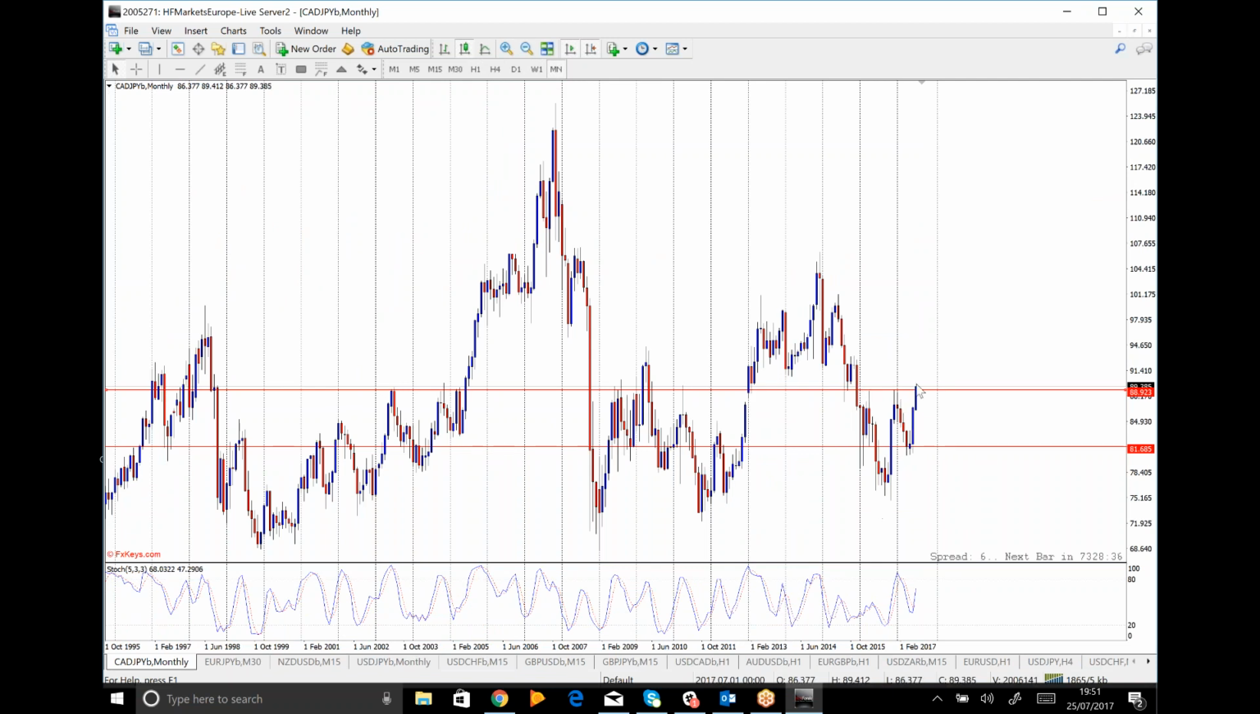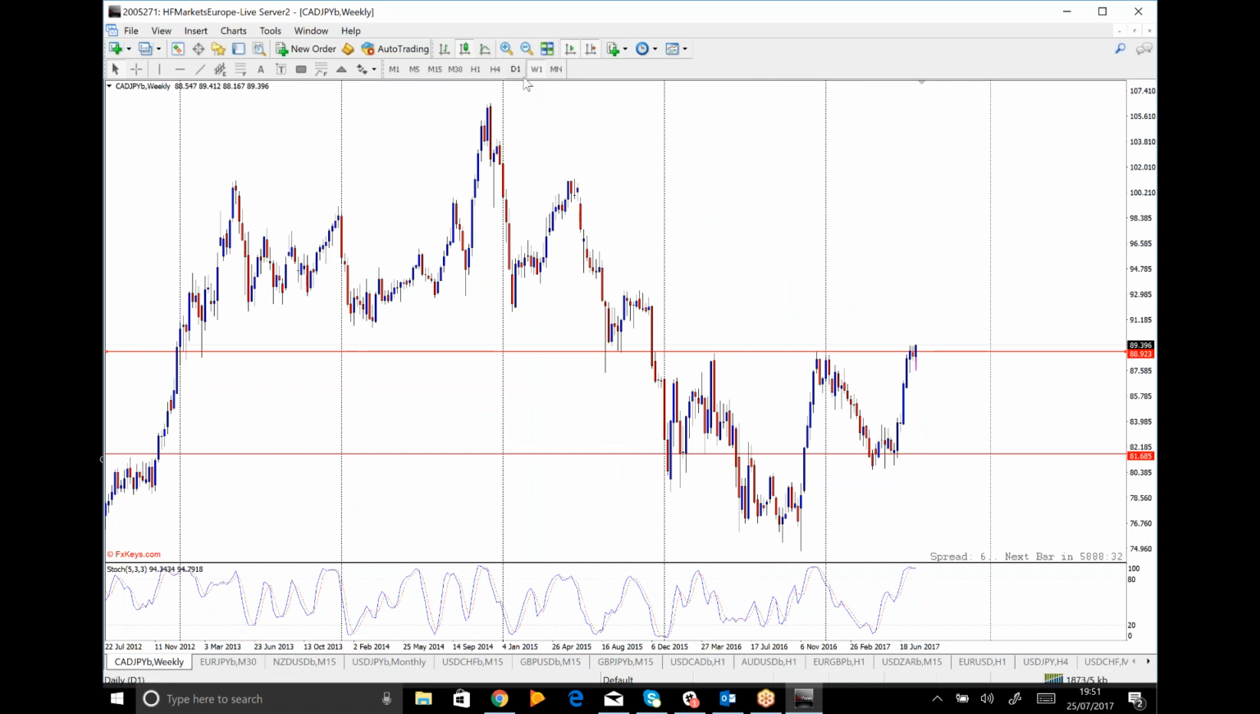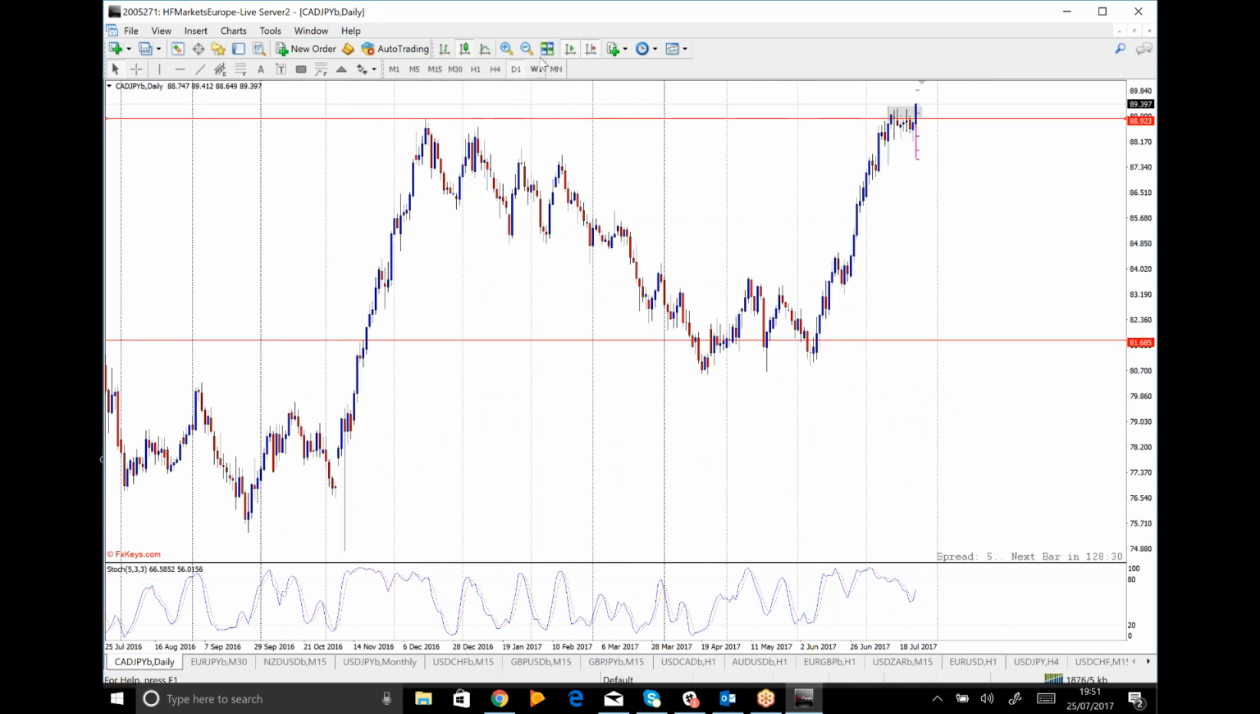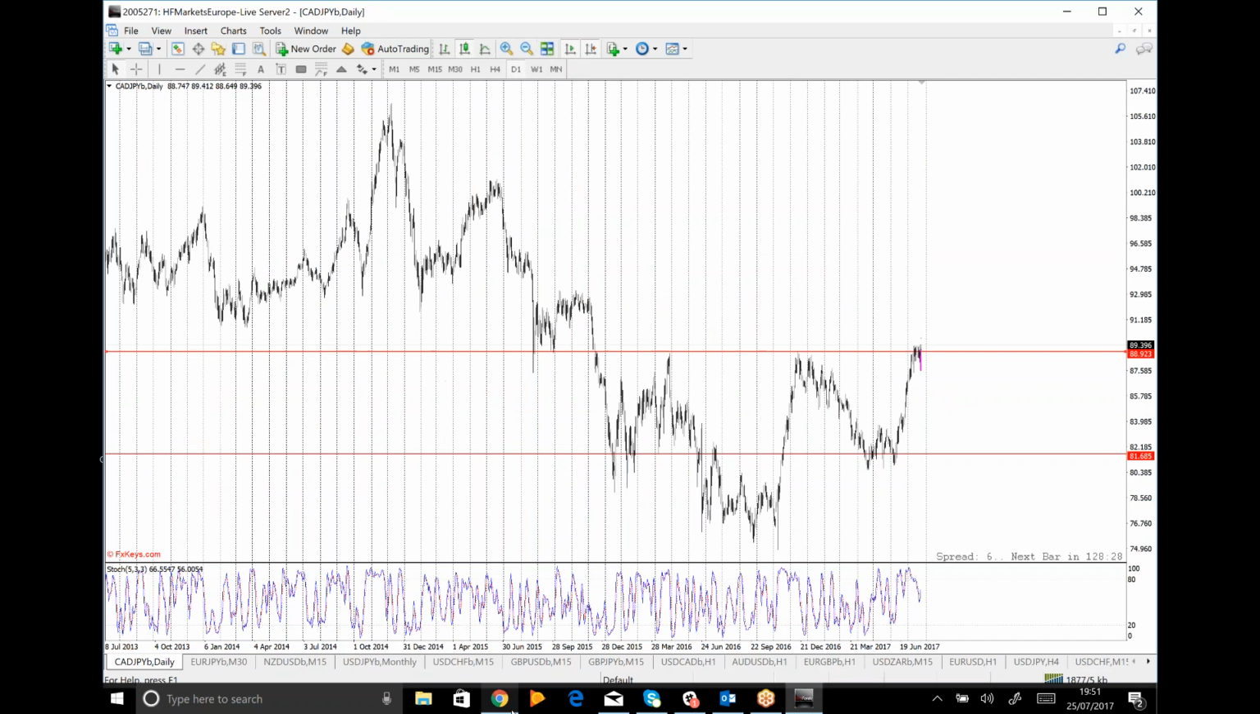This is a nice head and shoulders pattern that's breaking. Potentially, this could give us some very strong bullish action tomorrow.